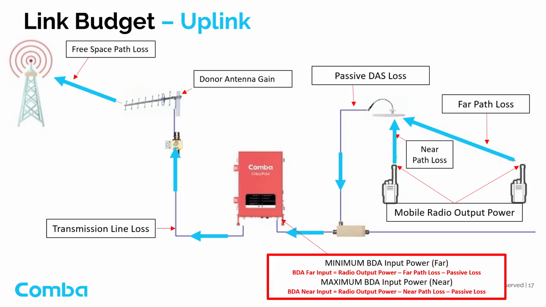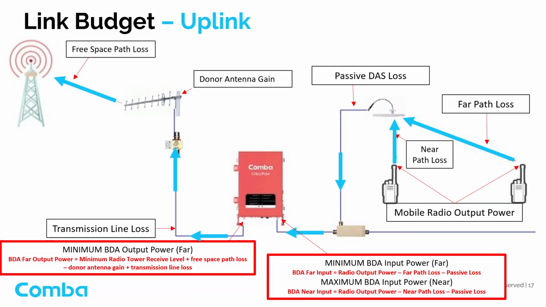To calculate the maximum BDA uplink input power from the near radio, use the following formula. The maximum BDA uplink input power is equal to the radio output power minus the near path loss minus the passive DAS loss.